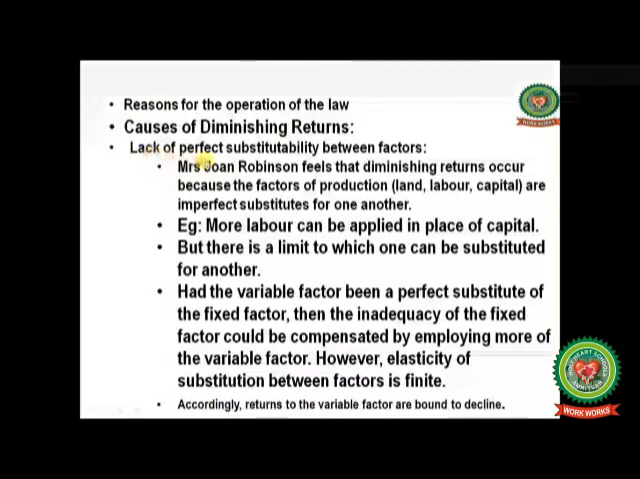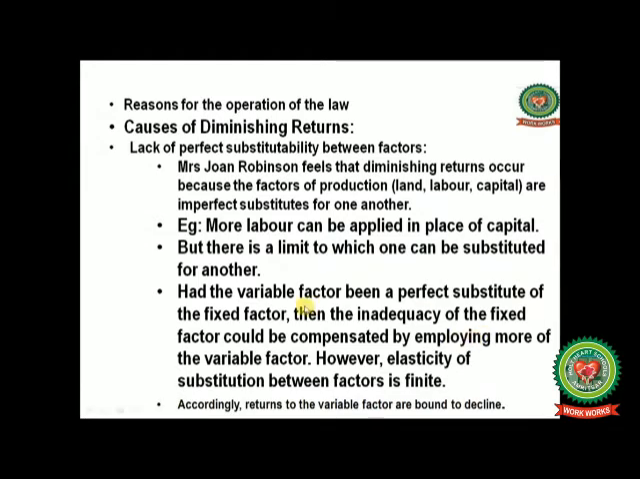Next is lack of perfect substitutability between factors. Mrs. Joan Robinson feels that diminishing returns occur because the factors of production, that is land, labor, capital, are imperfect substitutes for one another. For example, more labor can be applied in place of capital, but there is a limit to which one can be substituted for another, because we can't always substitute machines for labor or labor for machines.